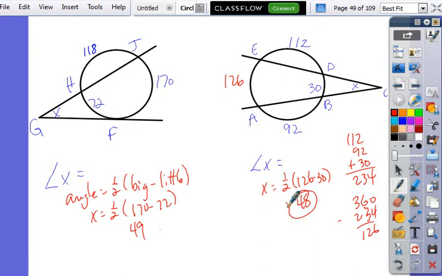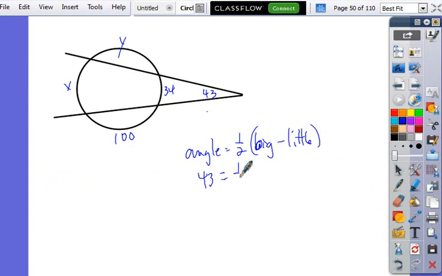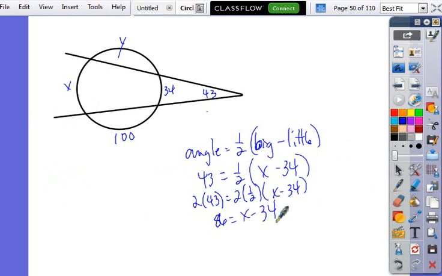If I want to solve this one, you're going to start the same. The angle is half of the big arc minus the little arc. So the angle is 43 equals 1/2 X minus 30. Anytime I see an equation like this, I'm going to times 2. So then I would say 86 equals X minus 34. Make sure you have it as a minus so that you add it here. You get 120 for X.